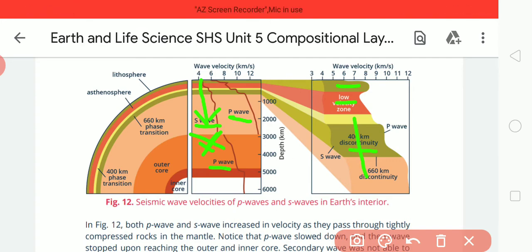So S waves do not have as much energy. The energy of secondary waves is not strong enough to penetrate the liquid medium, compared to the primary wave, which carries tremendous energy. That is why it can penetrate both solid and liquid medium.